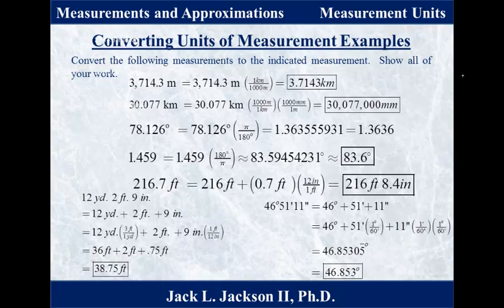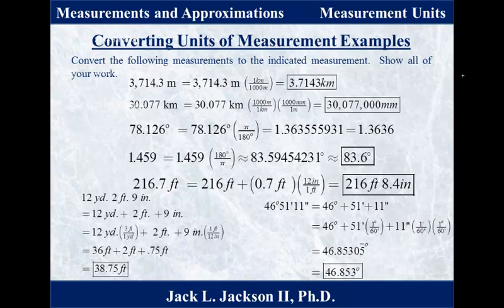83.59 degrees. I'll fix that for the handout. 216.7 feet. We want to put it into feet and inches. Well, that's 216 feet plus 0.7 feet, so we know we have 216 feet. We need to convert the 0.7 feet into inches by multiplying by 12 inches over 1 foot, and that turns out to be 8.4 inches. Probably should actually round off that one to the nearest inch in this case, 8 inches. So you probably should say 216 feet, 8 inches.